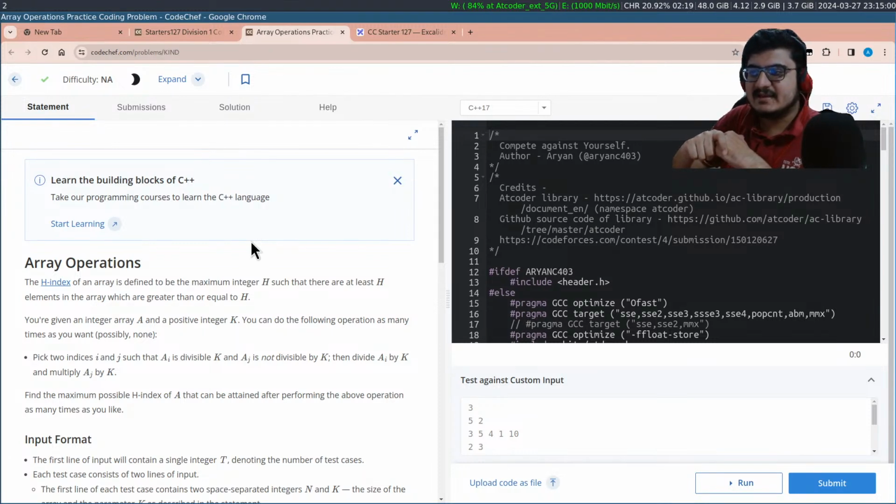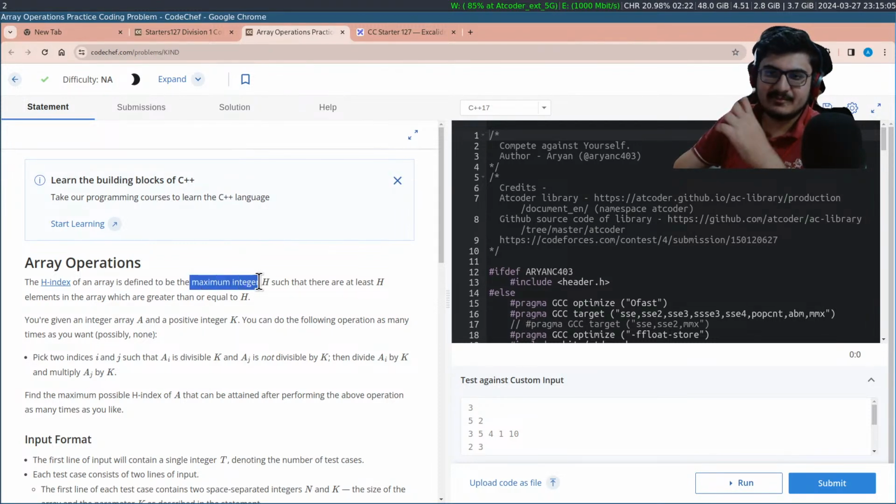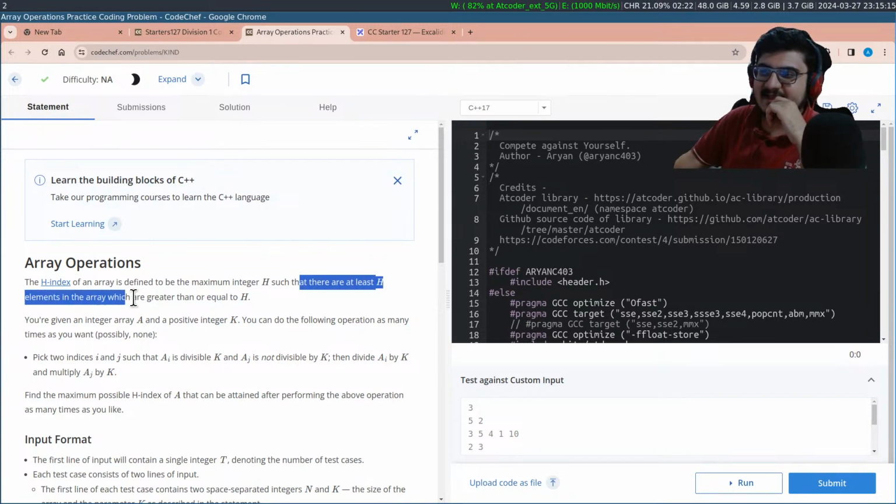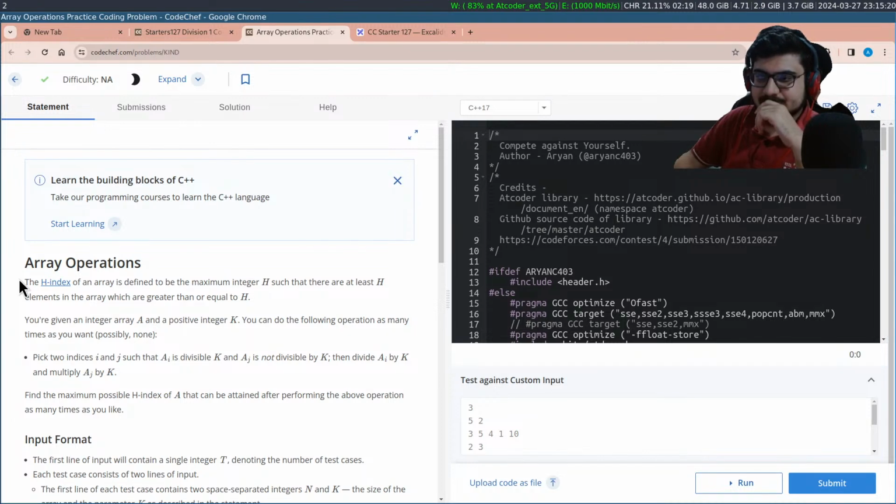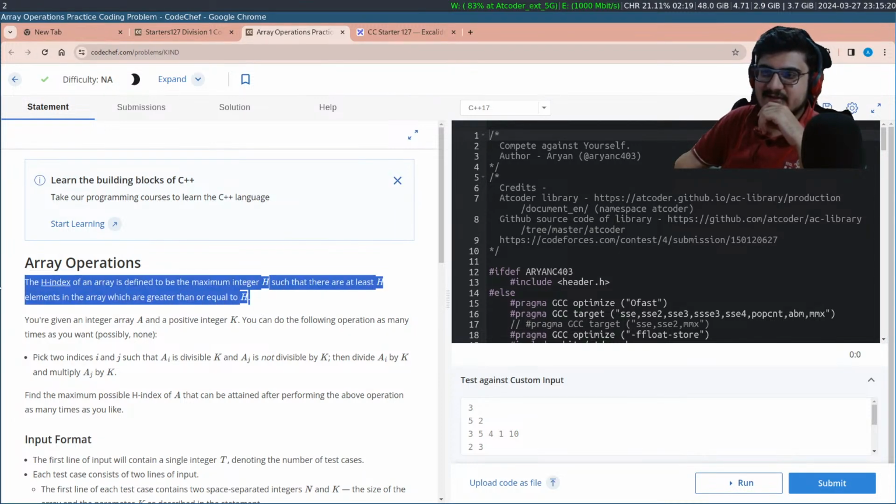The h index of an array is defined to be the maximum integer h. Whenever you see maximum integer or minimum integer like this, the first idea that should click to you is that we can possibly use a binary search here, such that there are at least h elements in the array which are greater than or equal to h.